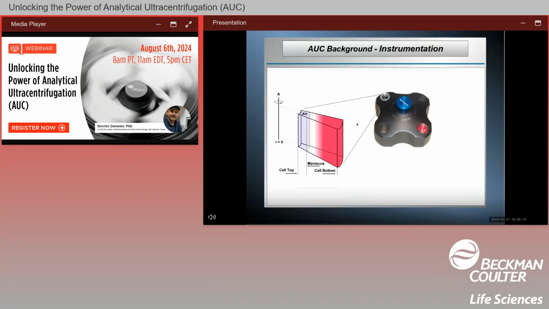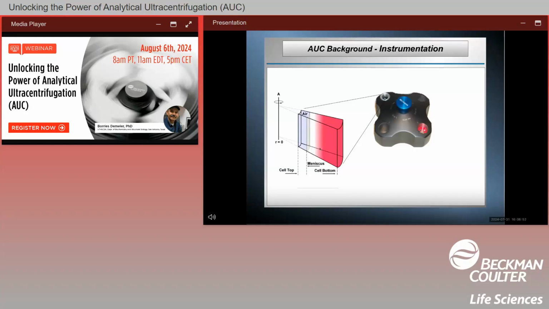The sector-shaped compartment in the cell then holds your liquid. It's sealed off at the top and the bottom by a sapphire window to make sure that it doesn't leak out while you're spinning it. And you will have an air pocket at the top, then there's a meniscus, and then the solution column.